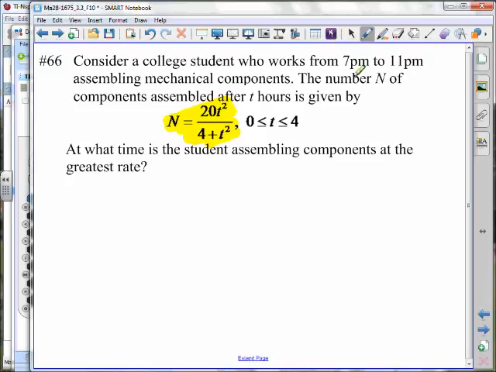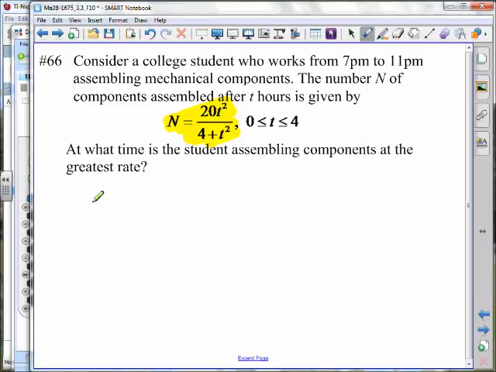You know, I keep bringing you back to that because we get this idea that somehow mathematics is only for those people who sit in a math class, when in fact they're out there considering how many components can be assembled by a college student on second shift after t hours of being on board there. At what time is a student assembling components at the greatest rate? At what time?